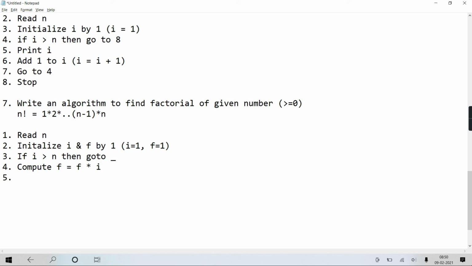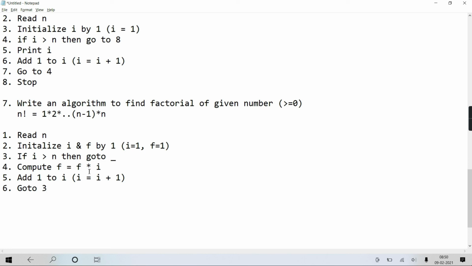Then next add 1 to I. That is again I equal to I plus 1. You don't want to write in detail, you can just write this equation. You don't want to write all these extra English words. So you can just write f equal to f into I, I equal to I plus 1. And after that, we will come back to step number 3. Is it right?